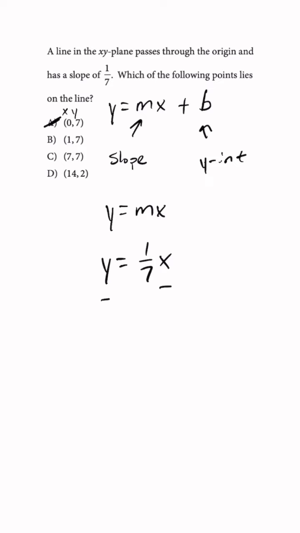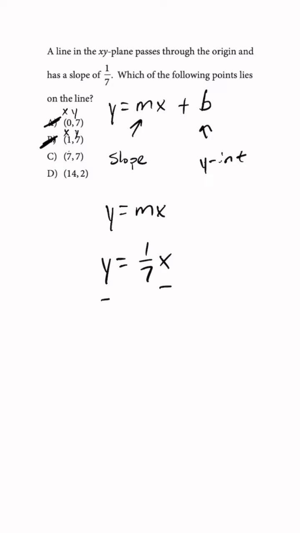If I plug in letter B, we have 1 as the x value and 7 as the y value. So once I plug that in, that would be 7 is equal to 1 over 7 times 1. Then I can simplify to 7 is equal to 1 over 7. Obviously, those two things are not equal to each other, so letter B is not correct.